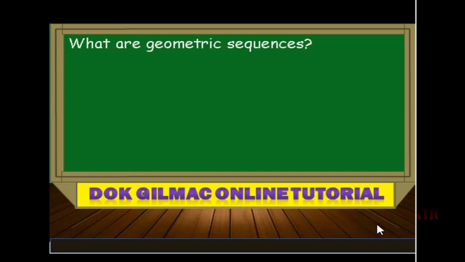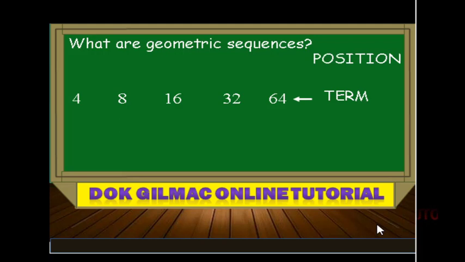What are geometric sequences? Consider the terms: 4, 8, 16, 32, and 64. From here, we have the positions: 1, 2, 3, 4, and 5. So we have a sub 1, a sub 2, a sub 3, a sub 4, and a sub 5. These are all the 5 terms of this given geometric sequence.